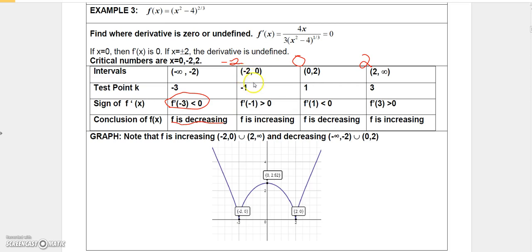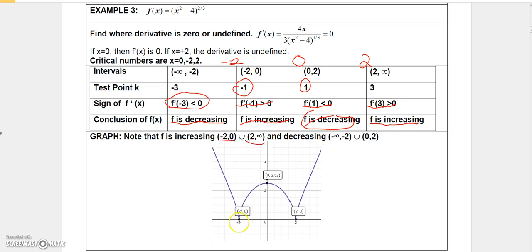Now, from negative 2 to 0, plug negative 1 in, and you'll see that you get a positive number. So on that interval, the function is increasing. And then if you plug 1 in to this function, a number between 0 and 2 is 1, you get that the derivative is negative, so therefore the function is decreasing. And then when you plug 3 in, you get that the derivative is positive, so on this interval, the function is increasing.